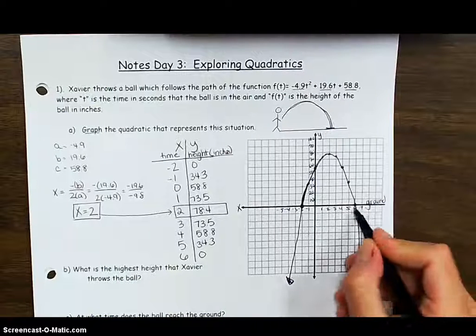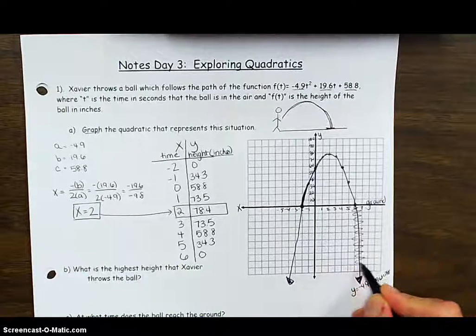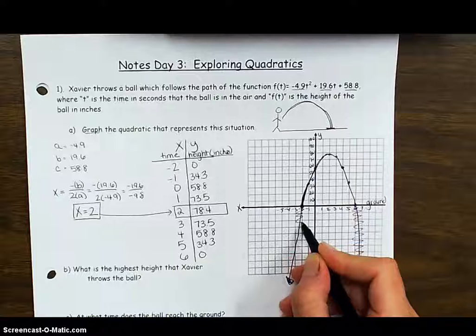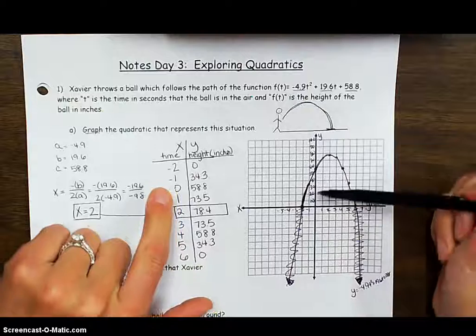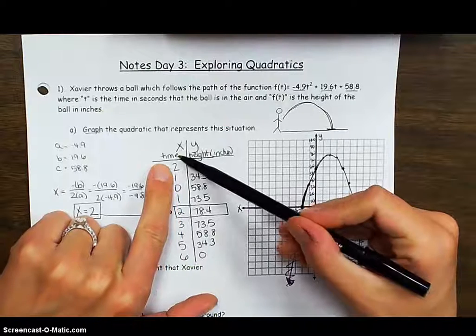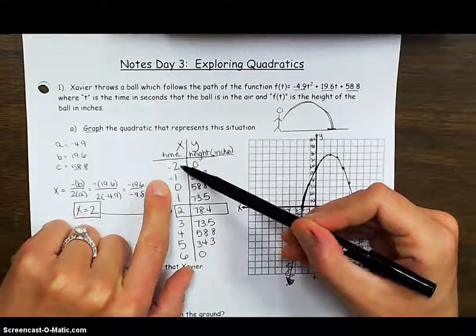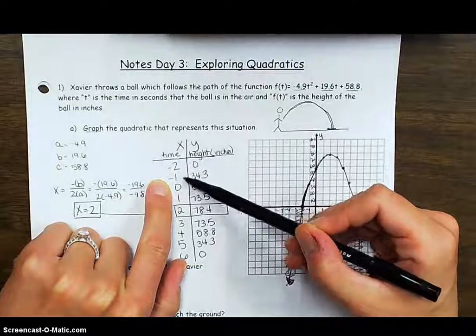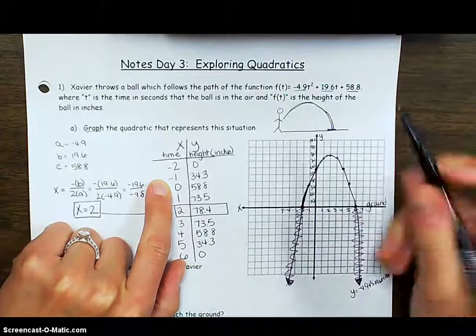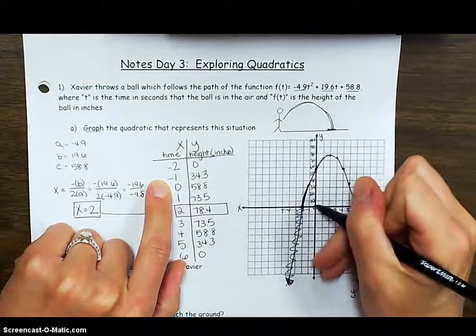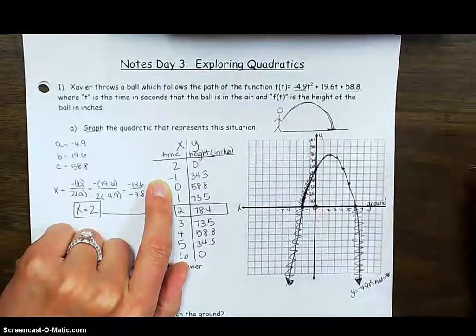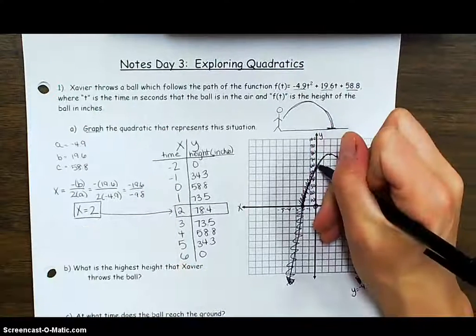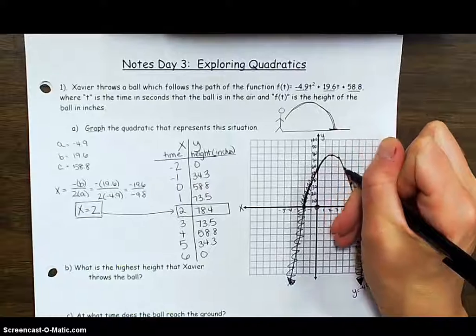It stops. So that means we cannot use this part, nor can we use this part. So those are actually going to go away. We can't use them. Now also, x is time. Now if x is time, can you have negative seconds for time? No. So that means our time has to start at 0, which means we're not going to use this part of the parabola either. So the only part of the parabola we're using is this part right here.